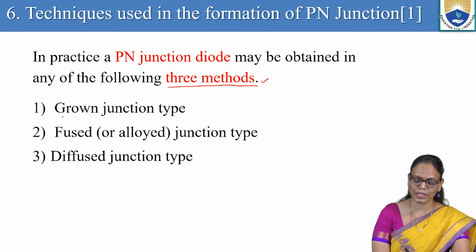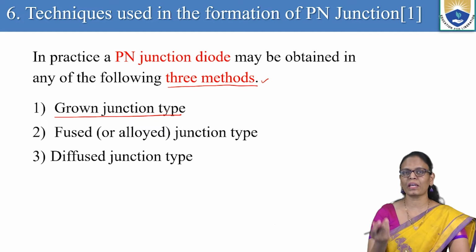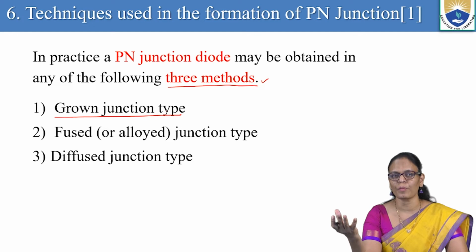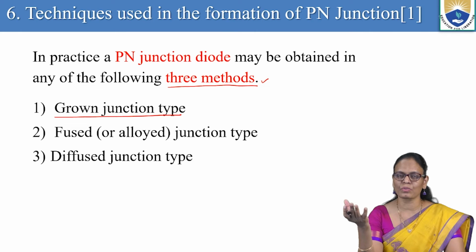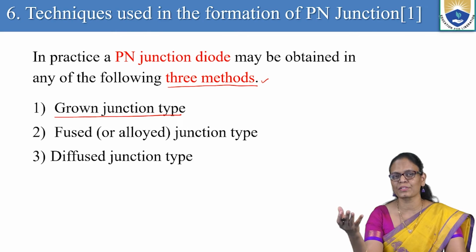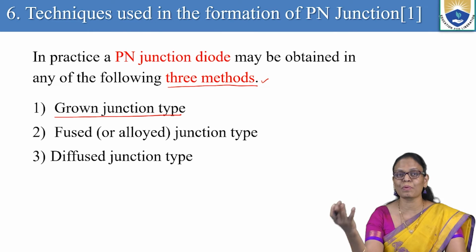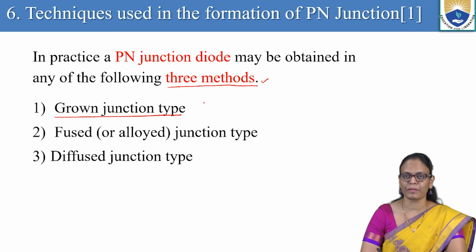So the first one is the grown junction type, where you take one type of melt, say P type, and allow the melt to grow, stop the process and add another type of melt. Suppose we were doing with P type, adding a trivalent impurity. Now we take an N-type material which has pentavalent impurity and allow it to grow on that. So you get a grown type.